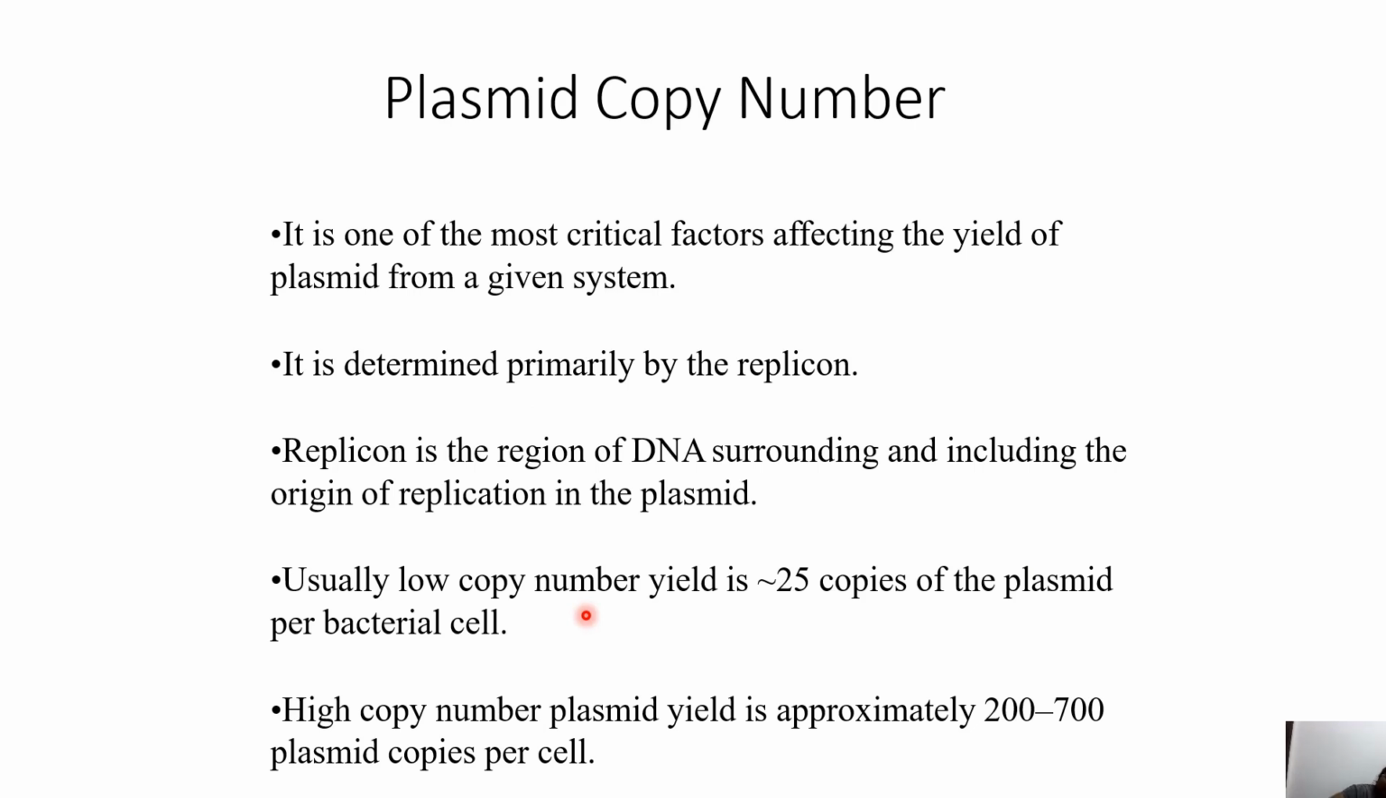So in case of the plasmid copy number, it is one of the most critical factors affecting the yield of plasmid from a given system. It is determined primarily by the replicon. Replicon is the region of DNA surrounding and including the region of replication in the plasmid. So usually low copy number yield is 25 copies of the plasmid per bacterial cell. High copy number plasmid yield is approximately 200 to 700 plasmid copies per cell.